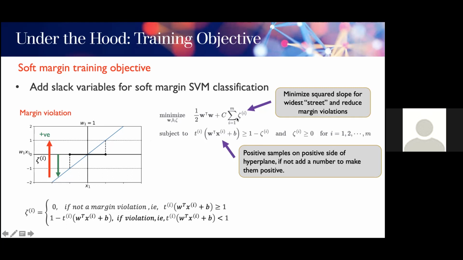And you also want to minimize it. So you want to minimize the number of violations, but at the same time you want to make sure that your positive classes are on the positive side and the negative classes are on the negative side.